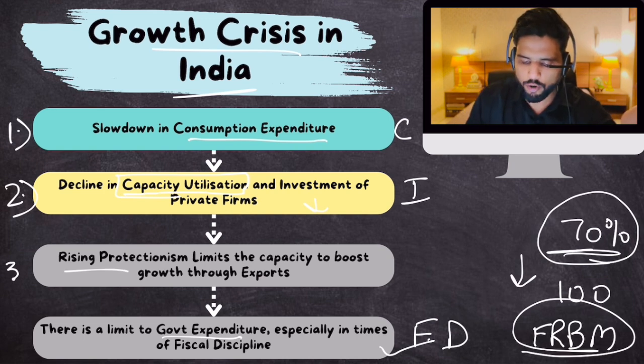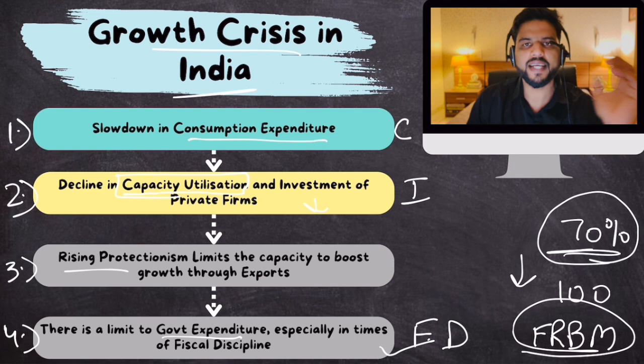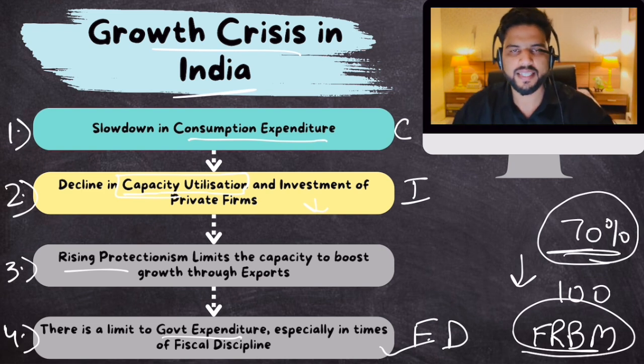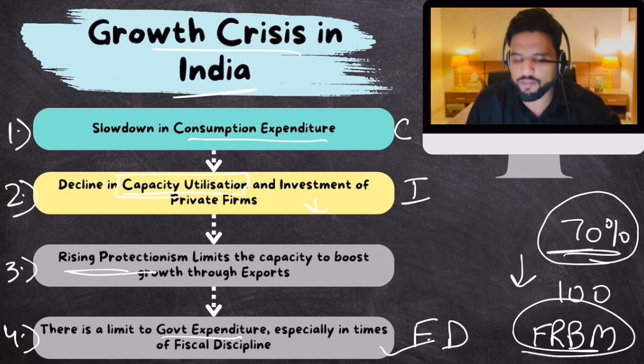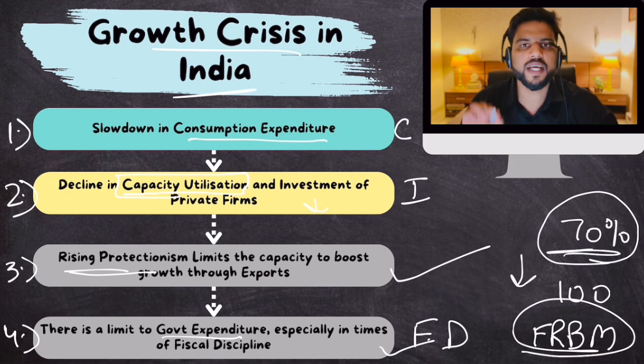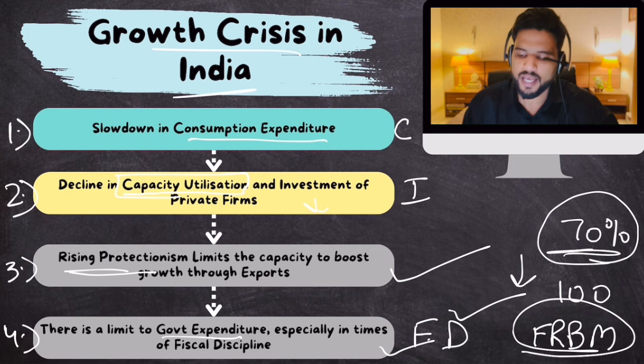Now one driver is left, and that is exports. But because of Donald Trump and rising protectionism, rising tariff wars, global trade has slowed down. And when global trade slows down, exports also slow down. So there is no hope from export driven growth. There is no hope from government expenditure driven growth, and private investment depends on consumer spending.